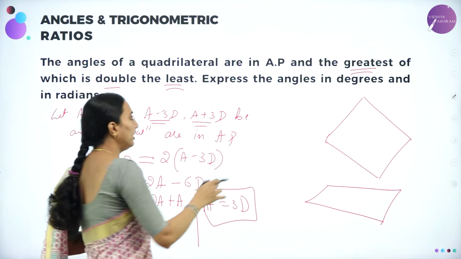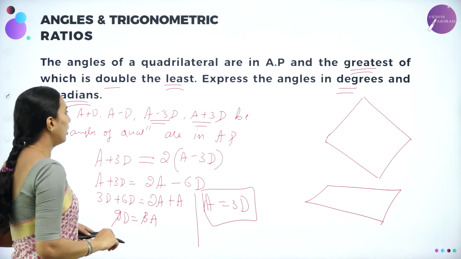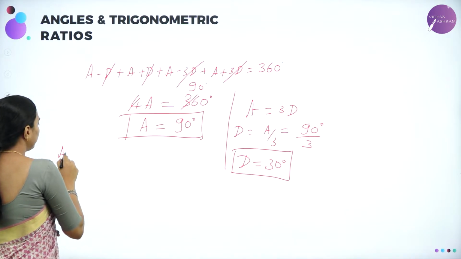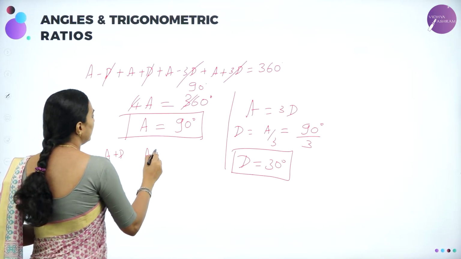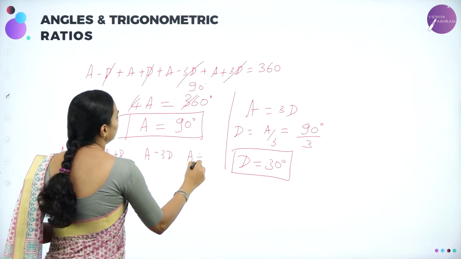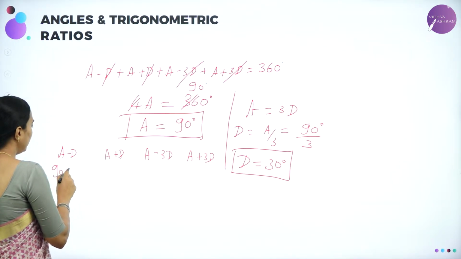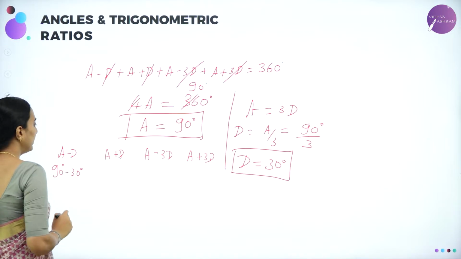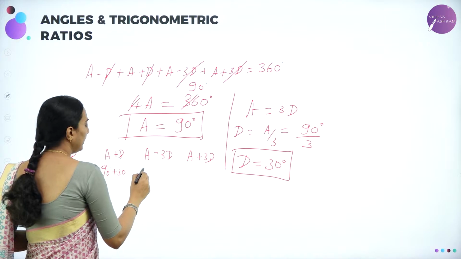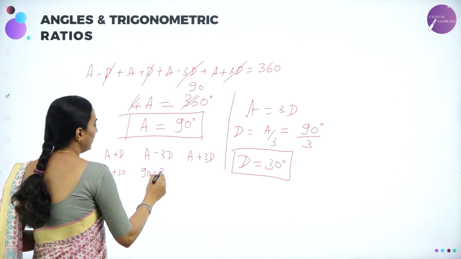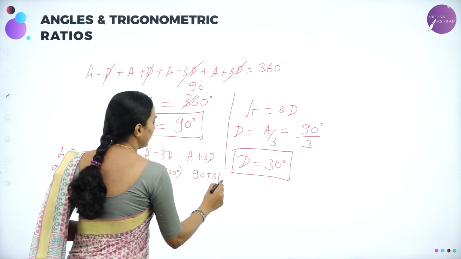We have to express that in degrees as well as radians, right? So, by solving here, what is A minus D, and then A plus D, A minus 3D, A plus 3D. Here A minus D is nothing but 90 minus 30, correct? 90 degree minus 30 degree. Here 90 plus 30. Here 90 minus 3 into 30. Correct? Again 90 plus 3 into 30.